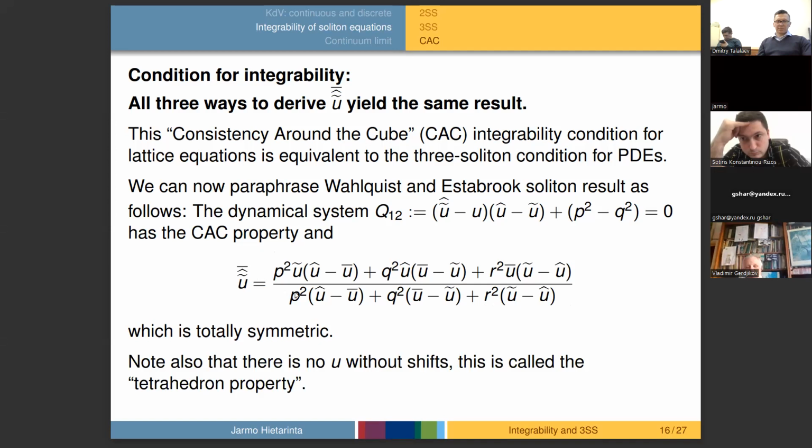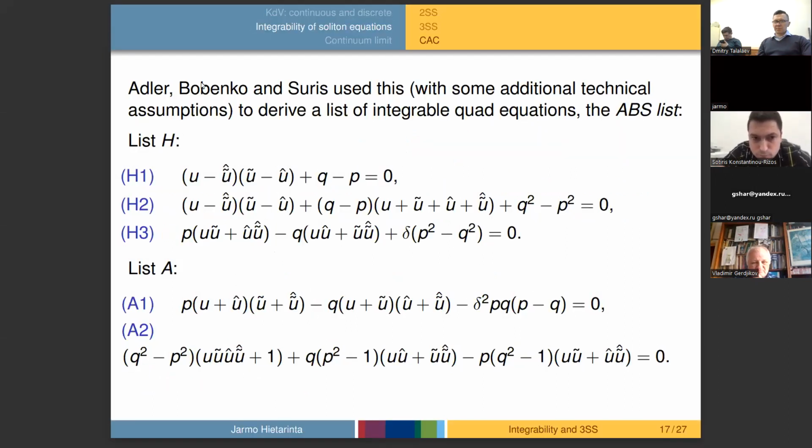Also, I ask you to note that there are no U's without any kind of shifts. This is a tetrahedron property, which has been quite important in the lattice development. So Adler, Bobenko, and Suris used this consistency around the cube, and they made the assumption of the tetrahedron property and some symmetry properties. And then they were able to classify the remaining equations completely, and they got this kind of list.